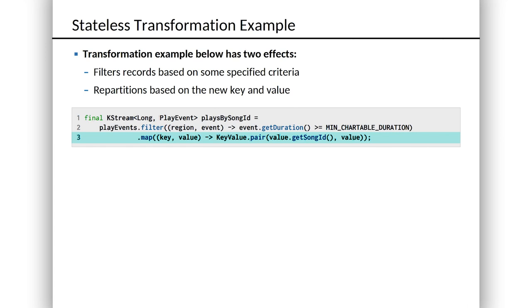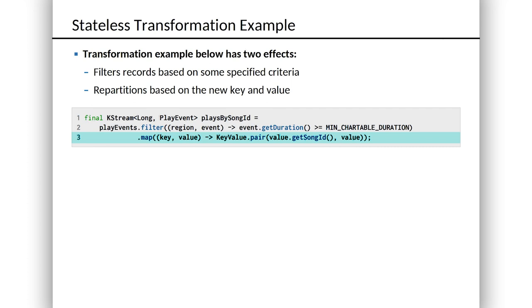Now the details of the application don't matter here. What does matter is that's not a super useful key, right? You probably don't want to join based on region or anything like that. You might be more interested in a stream that's partitioned by song ID. That seems to make more sense. You could do that with the map method.